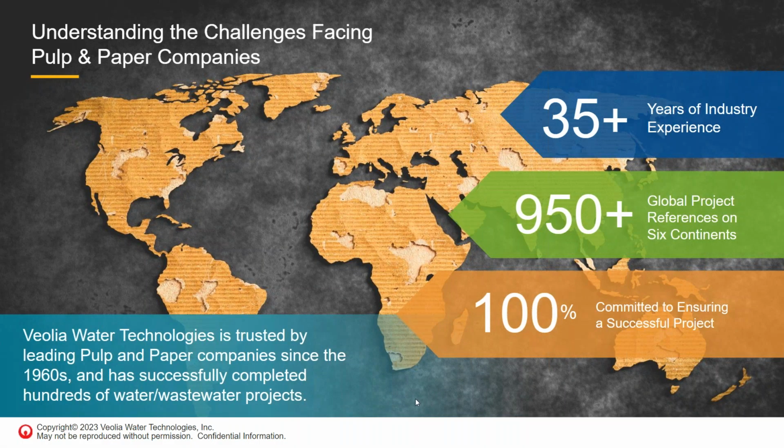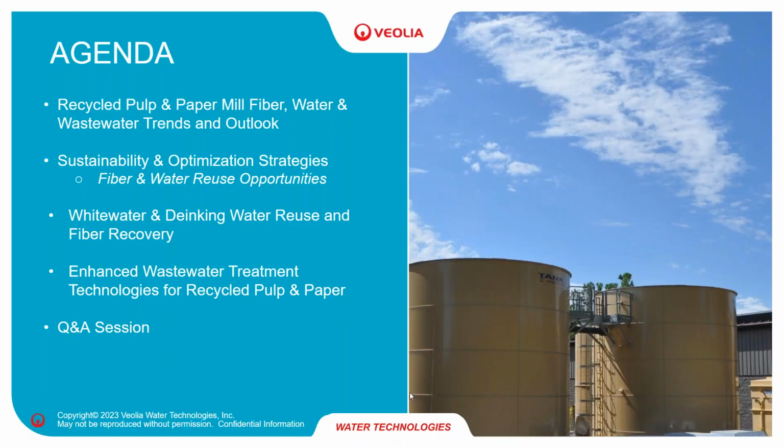In terms of our experience with pulp and paper, we do have quite a bit. We have over 35 years of experience within pulp and paper, and we have almost 1,000 global references with several trusted pulp and paper companies across the globe. And it's something that is a key industry within Veolia Water Technologies, and one that we have a lot of process experience, a lot of background information, and a lot of technologies geared for this particular industry.